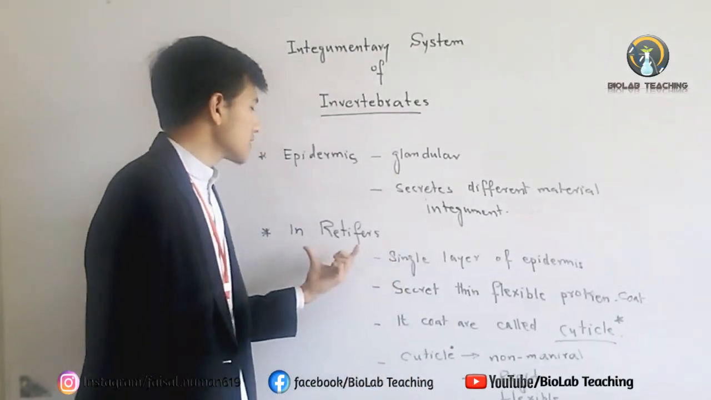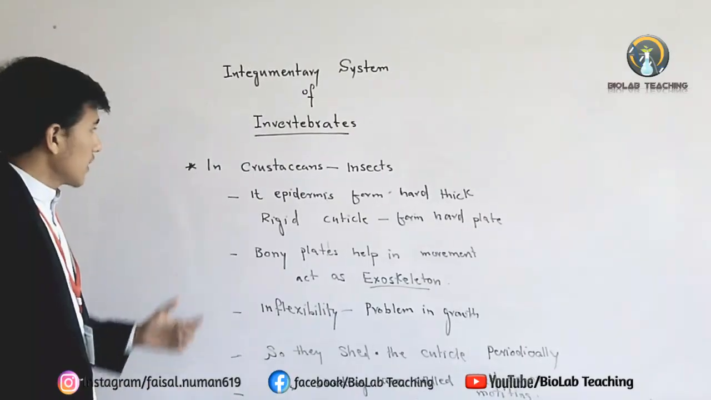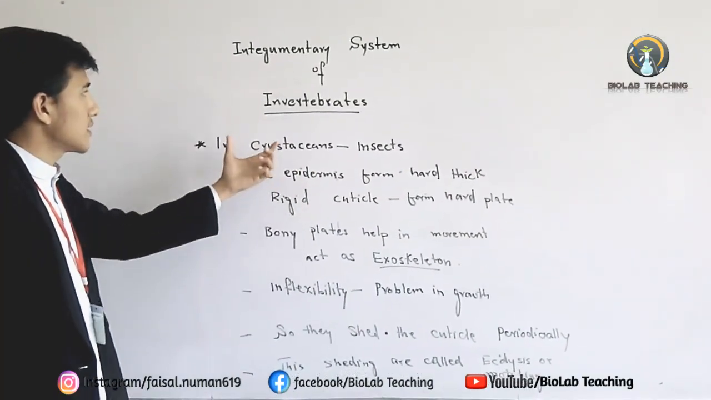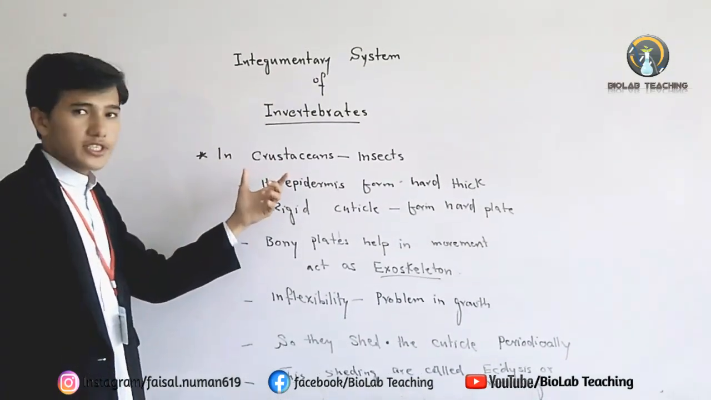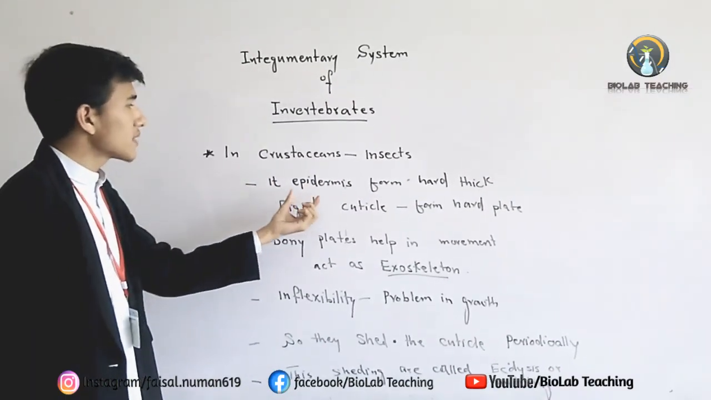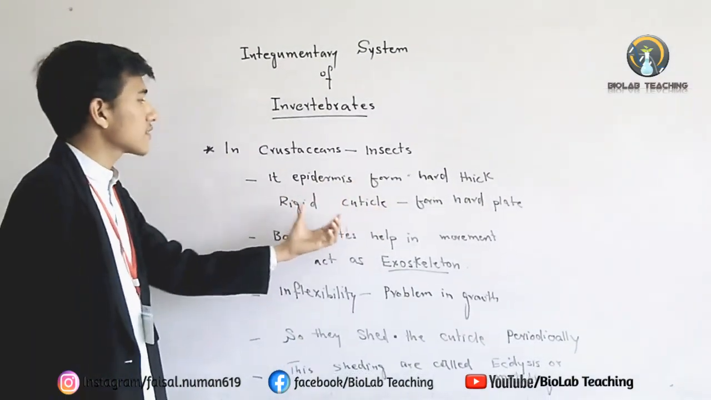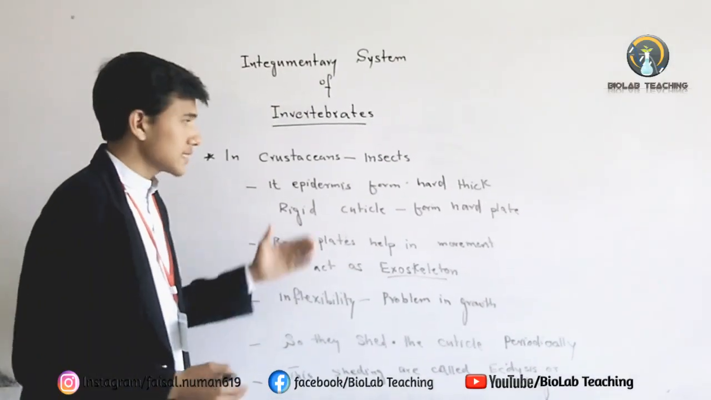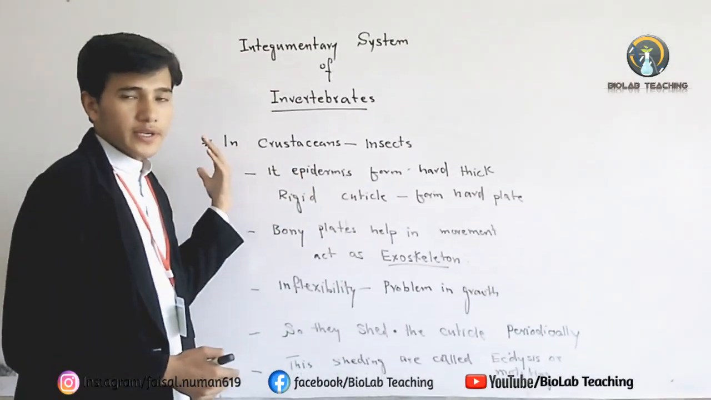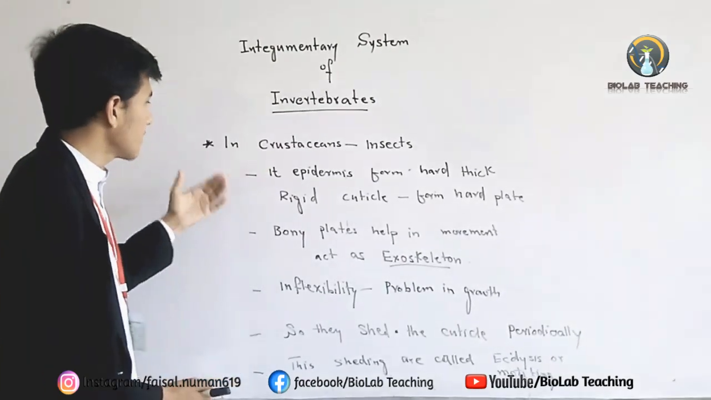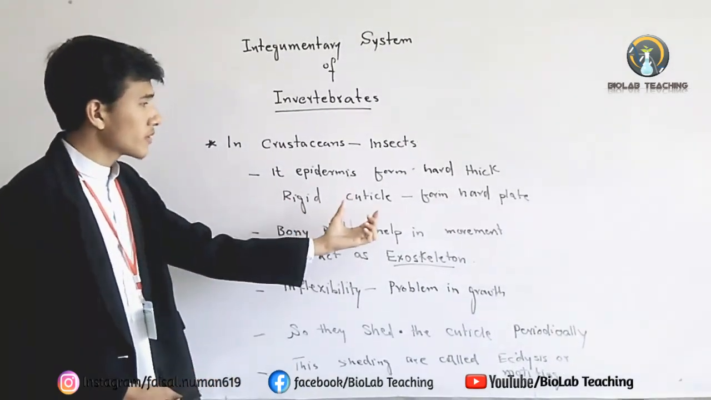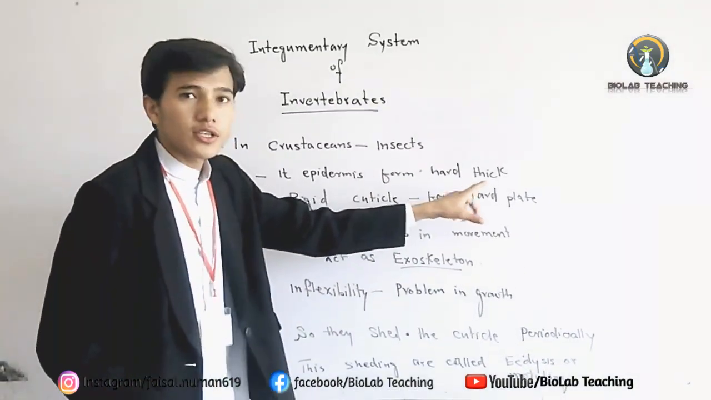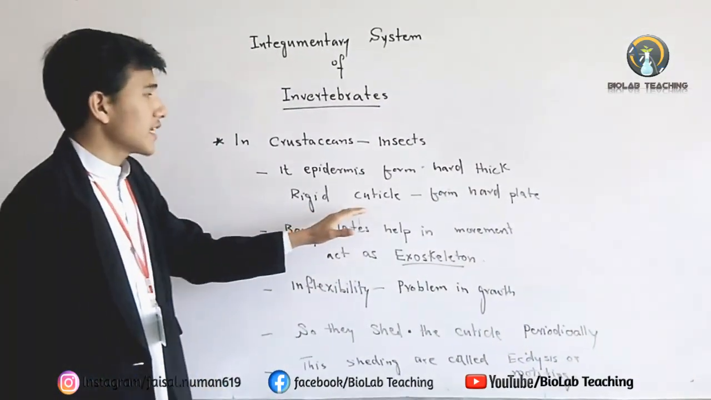Let's look at the protection in rotifers. In crustaceans and insects, we discussed the integumentary system. Its epidermis forms a hard, thick, rigid cuticle. This means the hardness is greater than in the previous rotifer, which has a cuticle, but it's not hard. So this is a hard, thick, and rigid cuticle.